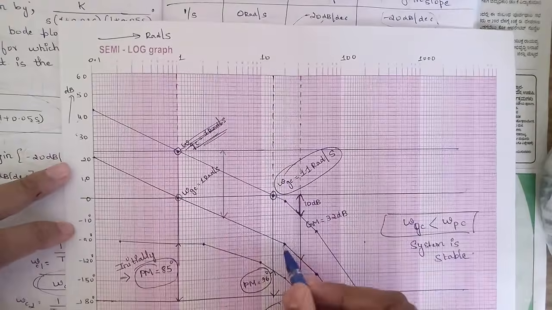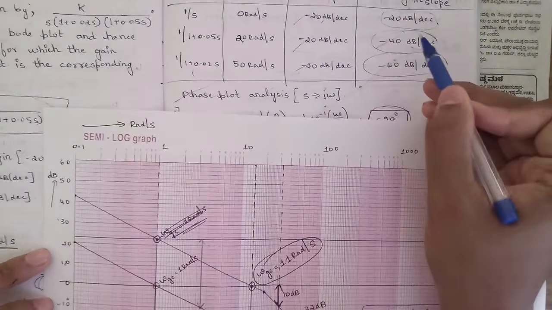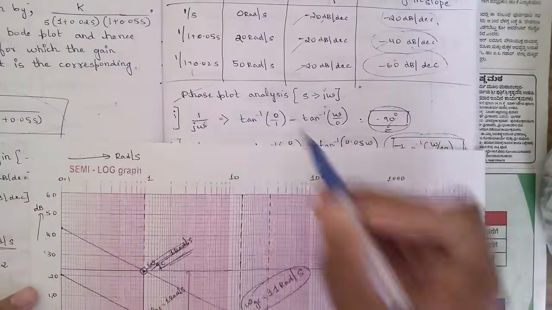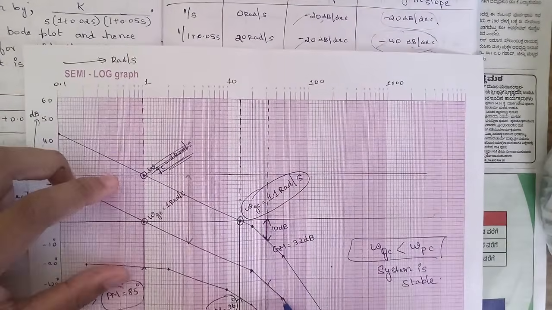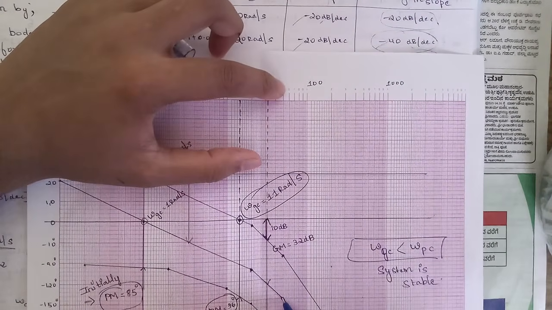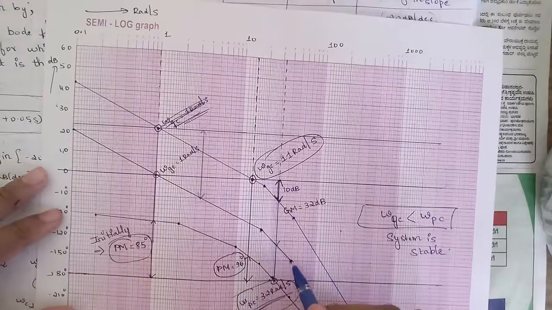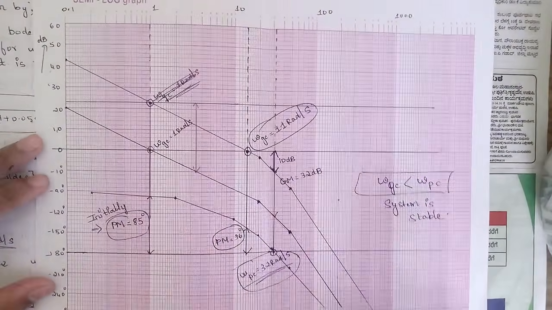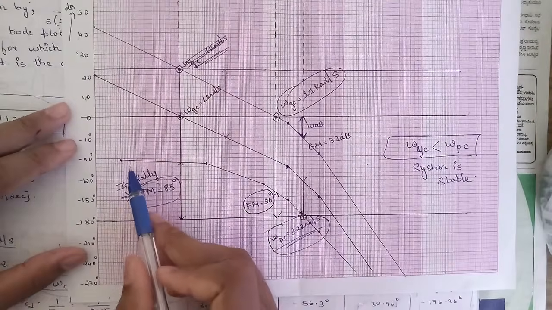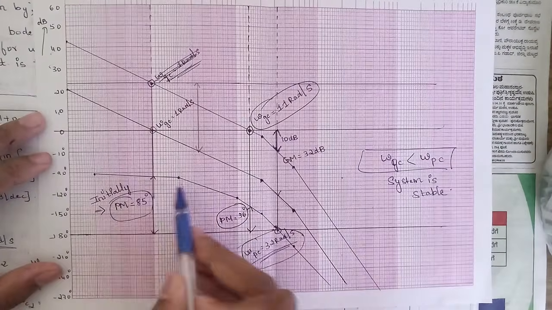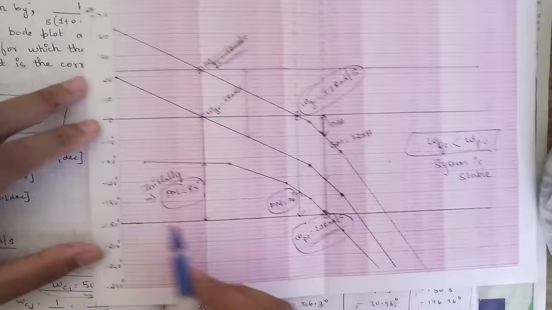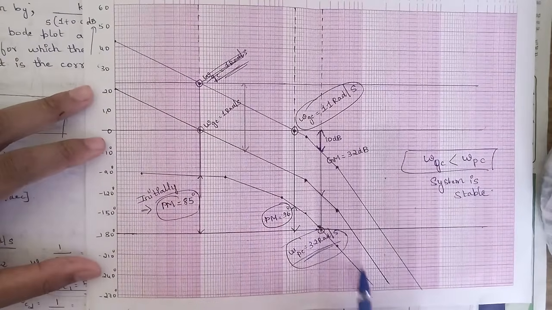From here the slope changes to minus 40 dB per decade. So draw the slope of minus 40 dB per decade up to 50 radian per second. You can see that this is 2 and this is 5, so this is 50 radian per second. Then after that you should draw the slope of minus 60 dB per decade up to infinity. So this is all about the magnitude plot. The phase plot is the same thing. All the angles you got, mark them by checking the omega versus phi graph.